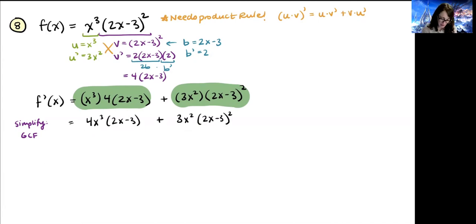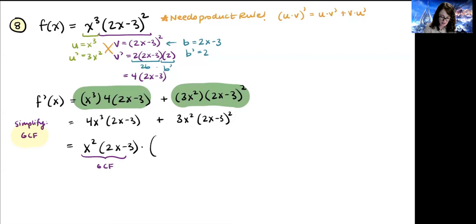So the GCF that we're looking for is going to be found by looking at each part individually. So we're going to look at, again, each chunk here. So we look at the number parts, 4 and 3. No common factor that can come out of those. We've got x cubed and x squared. There is a common factor of x squared that could be pulled out. Then we look at 2x minus 3 and 2x minus 3 squared. There's a 2x minus 3 that we could pull out of each of the chunks. Okay, so here is the GCF.